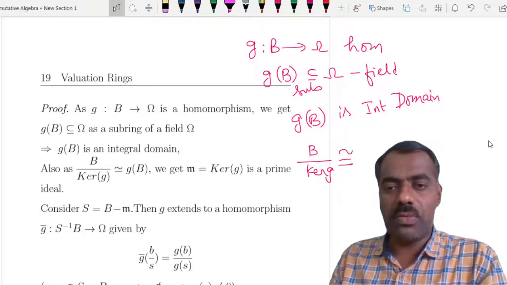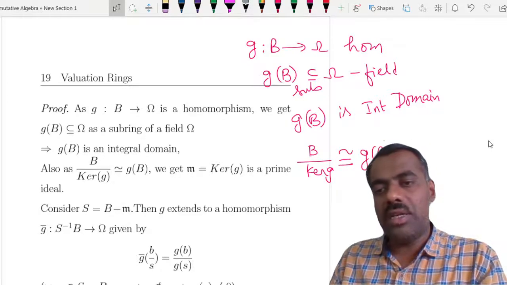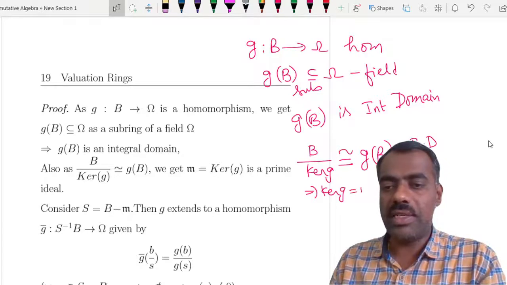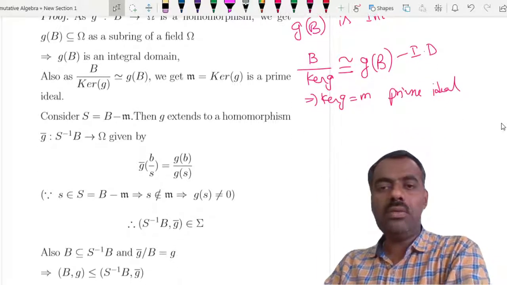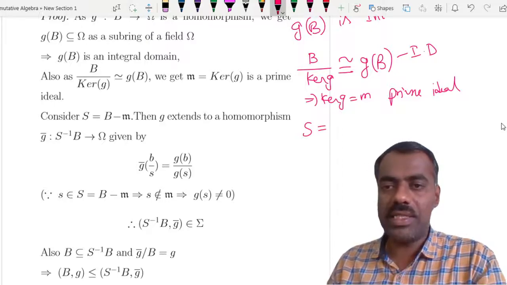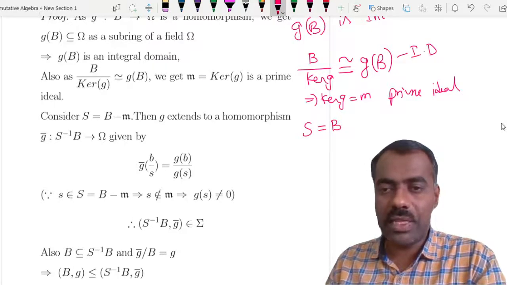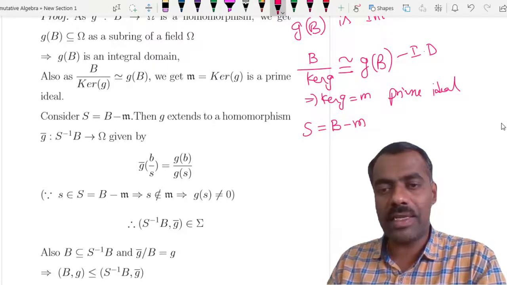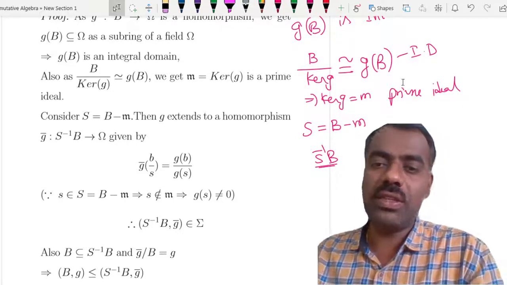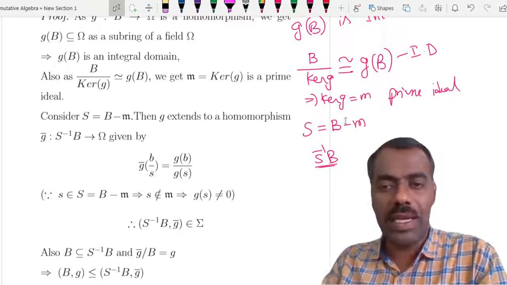By using that homomorphism theorem, B upon kernel of G is isomorphic to the image G of B. Because this is an integral domain, what you get here is that the kernel of G, which you call M, is a prime ideal. Now, because it is a prime ideal, you take the multiplicatively closed set S, which is B minus M, then you take S inverse B. We know it is a local ring with unique maximal ideal M.